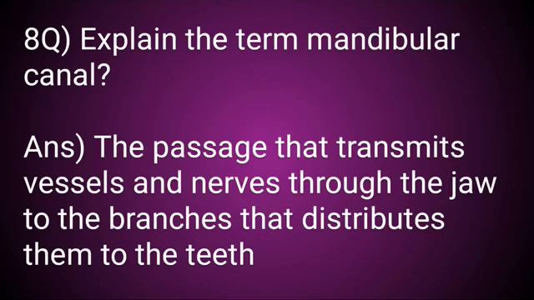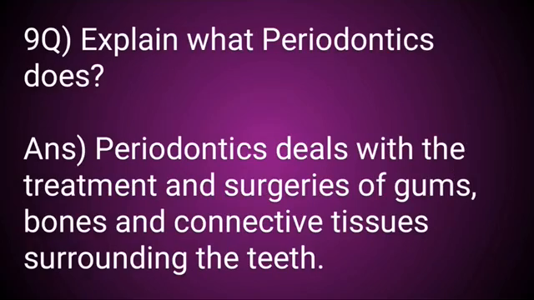Explain the term mandibular canal. The passage that transmits vessels and nerves through the jaw to the branches that distribute them to the teeth. Explain what periodontics does. Periodontics deals with the treatment and surgeries of gums, bones, and connective tissues surrounding the teeth.